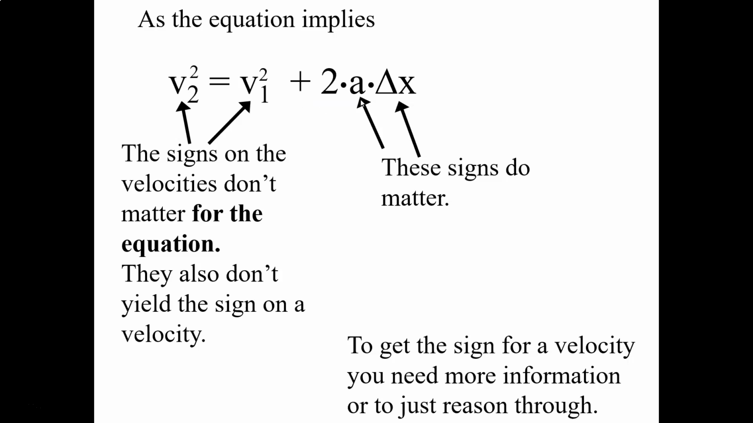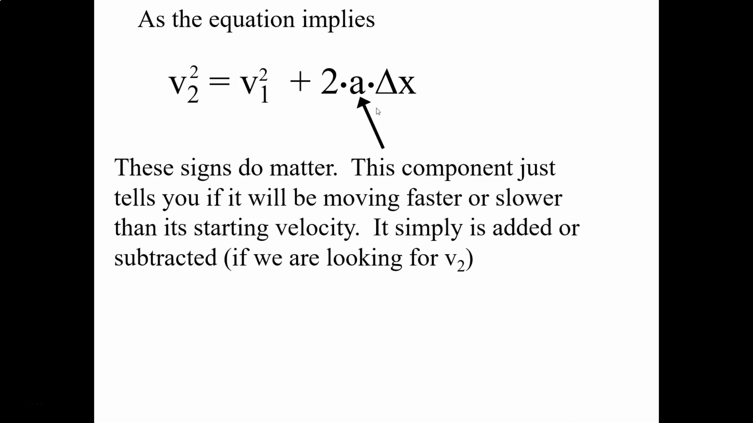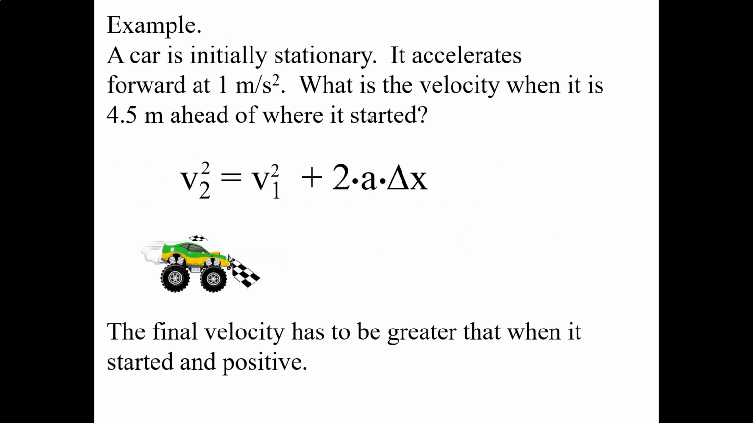These signs do matter. So the sign on the acceleration is important, and the sign on the displacement is important. And if these signs are the same, then the velocity is going to increase, and if these signs are opposite, the velocity is going to decrease. So this is the component that tells you whether or not you're going to speed up or slow down. But as far as the actual direction of the velocity, which way it's going, you kind of have to think a little bit through.